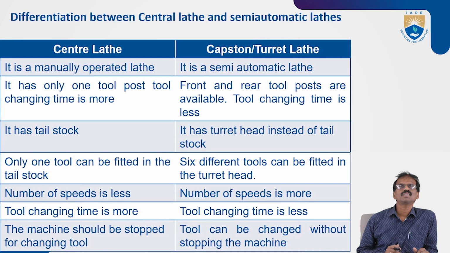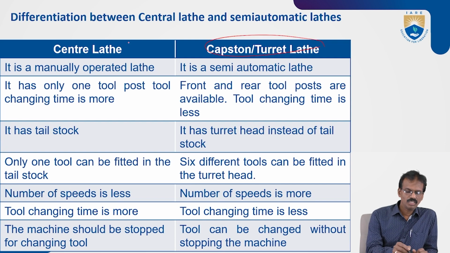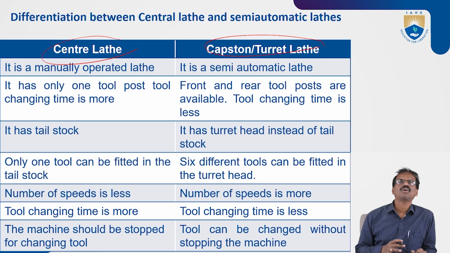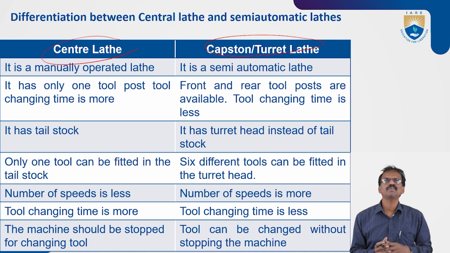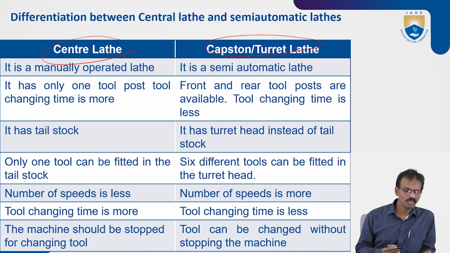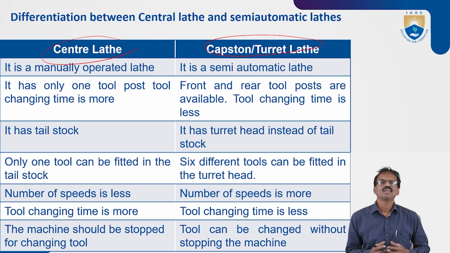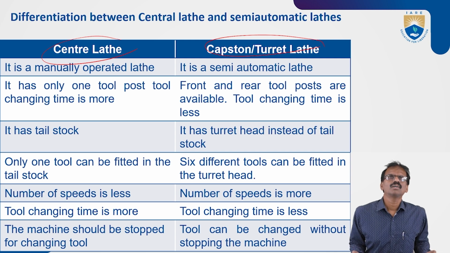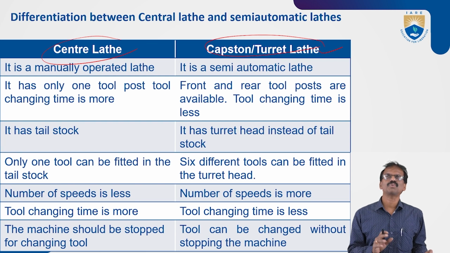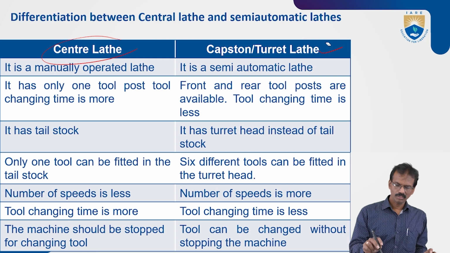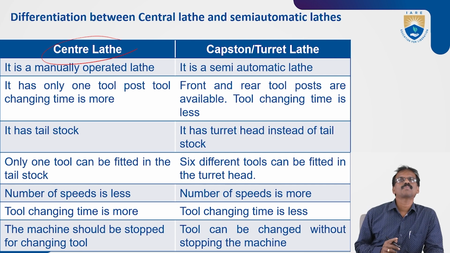We'll see the difference between the central lathe and semi-automatic lathes. The central lathe is a completely manual lathe and it is operated manually. The capstan and turret lathes are semi-automatic lathes. We know that the central lathe is a very common lathe, used in our workshops and different industries. The capstan and turret lathes are semi-automatic lathes, mainly used for mass production. We'll see some differences between the central lathe and the capstan and turret lathe.